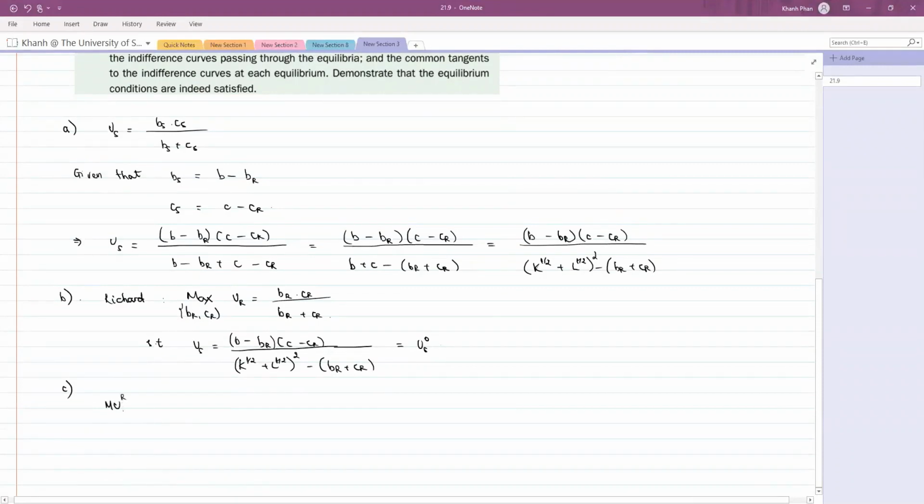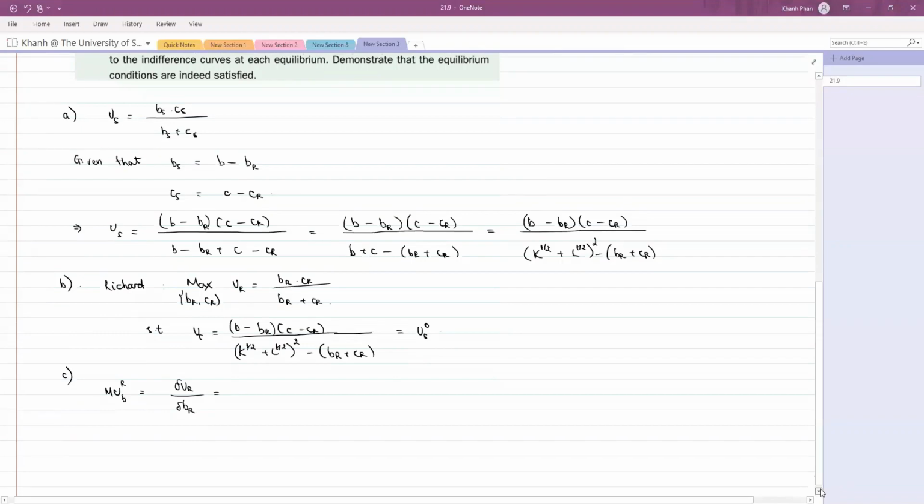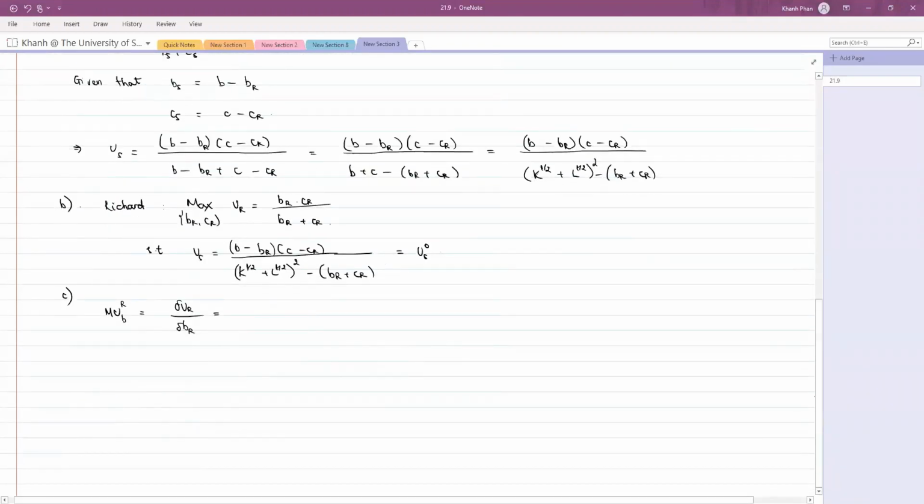for Recharge for B is going to be the differential of the utility function for Recharge with respect to B. So if I differentiate this utility function over here with respect to B, I'm going to apply the quotient rule where I've got two things on the new. So this is numerator, this is denominator. I'm just using the quotient rule.